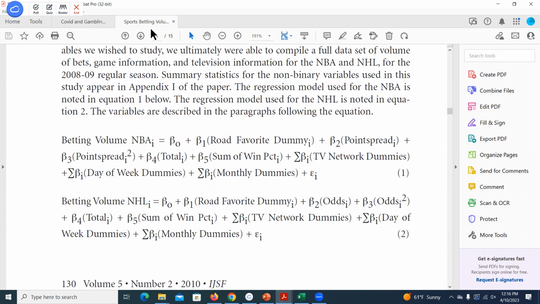So we've got all these different variables. Was it a road favorite? That's just a one if the team was a road favorite or not. The point spread of the game, which we talked about a little more in class, they allowed that relationship to be quadratic. They include all these other control variables, even the TV network it was on, the day of the week, for whatever reason, if on Thursdays people think the home team's always going to have an advantage or something like that. And the betting volume is just the total amount of money bet on that specific game. So which of these variables are influencing that the most?